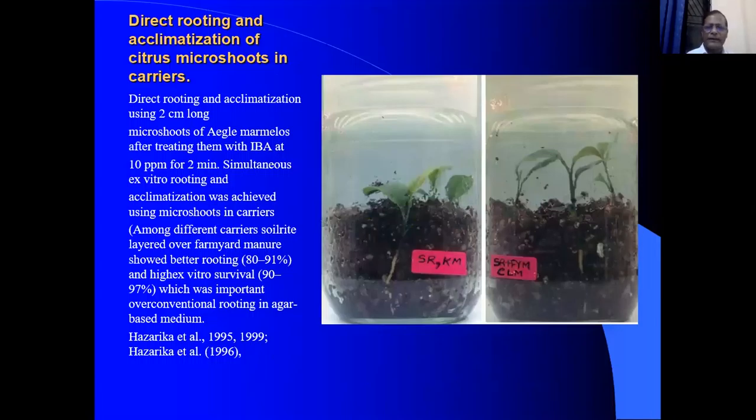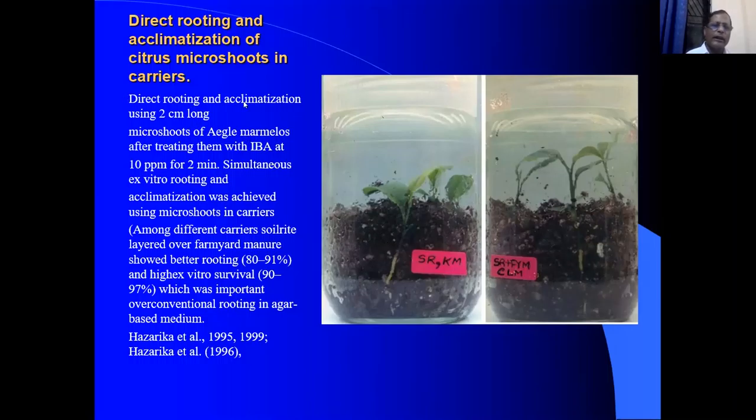Another very interesting approach is continuous, that means simultaneous, rooting and acclimatization. This was also published by me during 1995, 1996. You see, this is very interesting. We are acclimatizing the citrus plants and rooting the citrus microshoots simultaneously in the test tube, in the bottle with carriers like Soilrite and other carriers, and their combinations. So it is found that the direct rooting and acclimatization has directly influenced the ex vitro survival percentage.